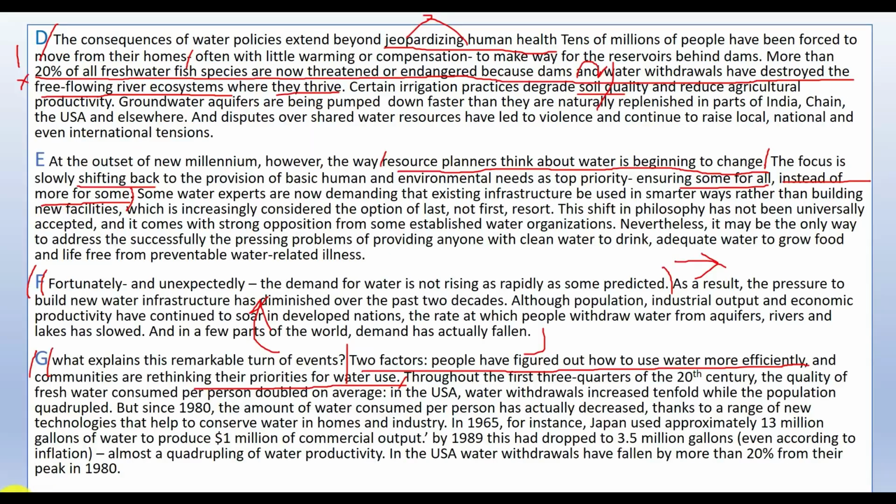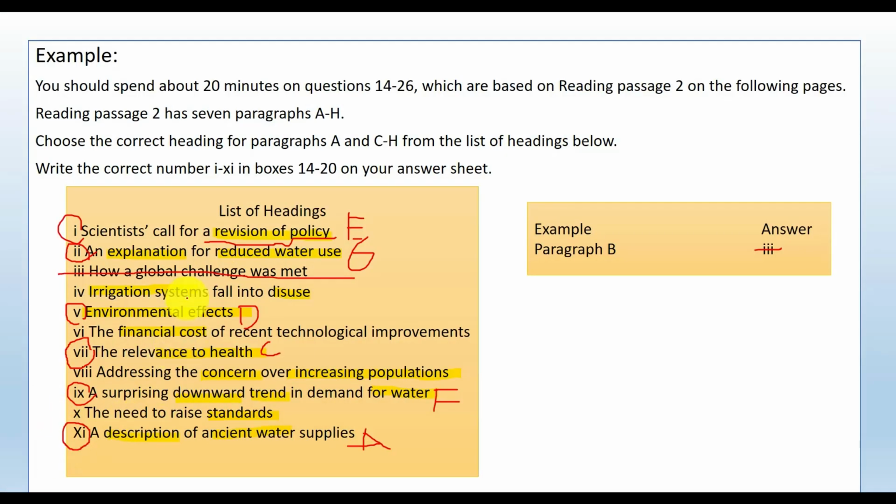Let's go back to our options and the need to raise standards. Okay, this is also for paragraph 8. And as you see, addressing the concern of increasing population has nothing to do with paragraph 8. Also, the financial cost has nothing to do with paragraph 8. Our options are not very close to each other, and also irrigation system is completely irrelevant.